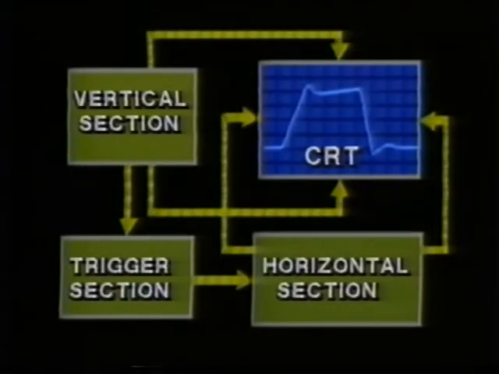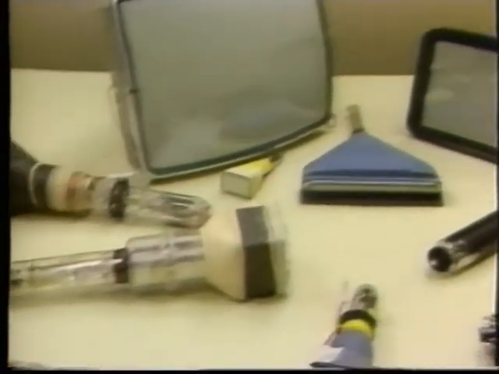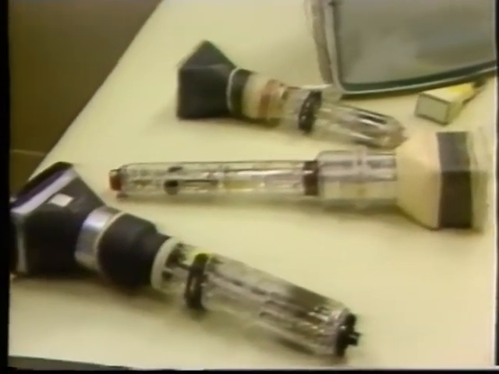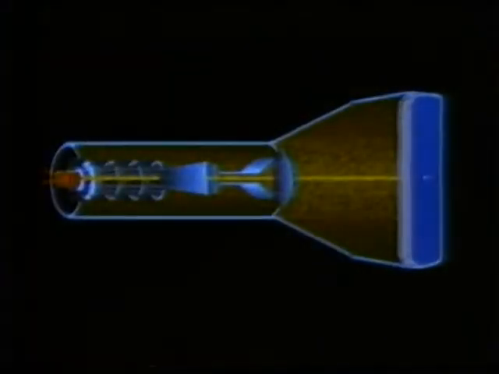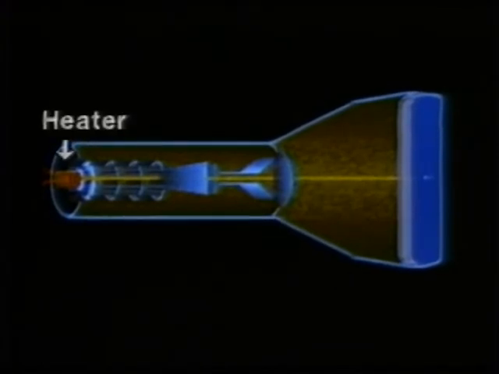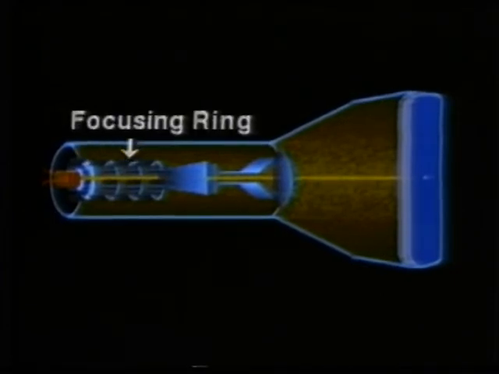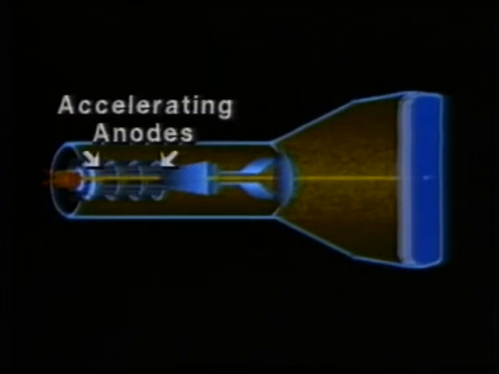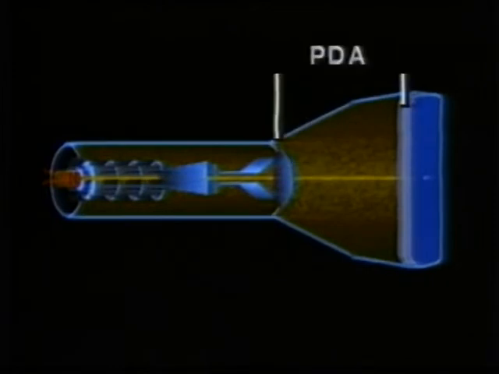Now let's examine the last functional block in our simplified look at an oscilloscope. The cathode ray tube is the output or display section of the oscilloscope. CRTs come in many shapes and sizes. Storage tubes, miniscopes, and display monitors require very different configurations, but all operate on the same principles. A typical CRT consists of a heater, cathode, grid cup, the focusing ring, the accelerating anodes, the vertical and horizontal deflection plates, the mesh, and the post-deflection anode.